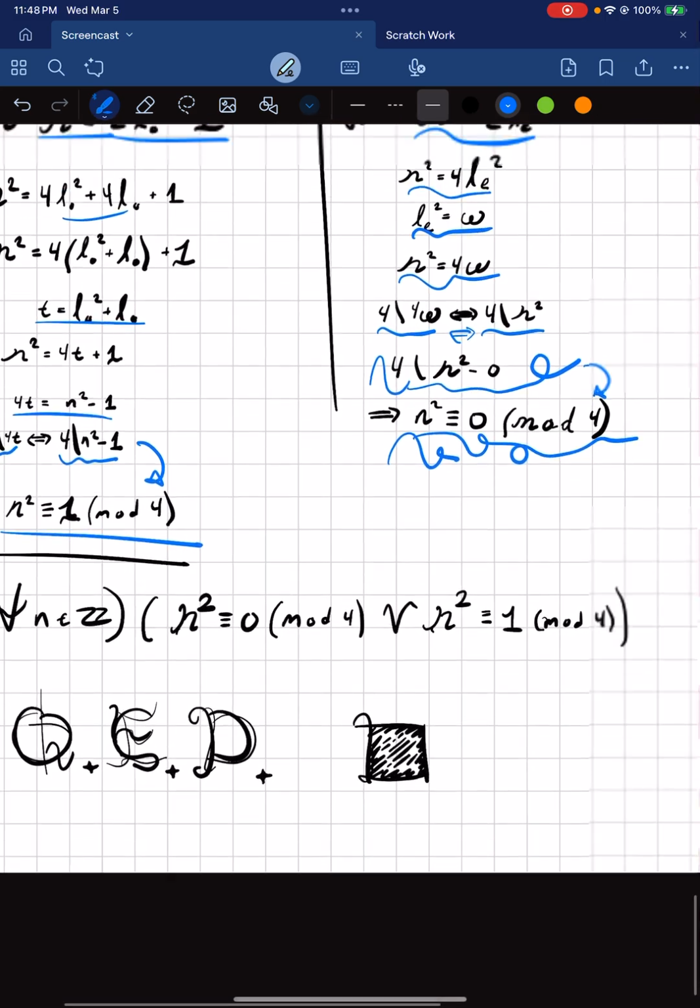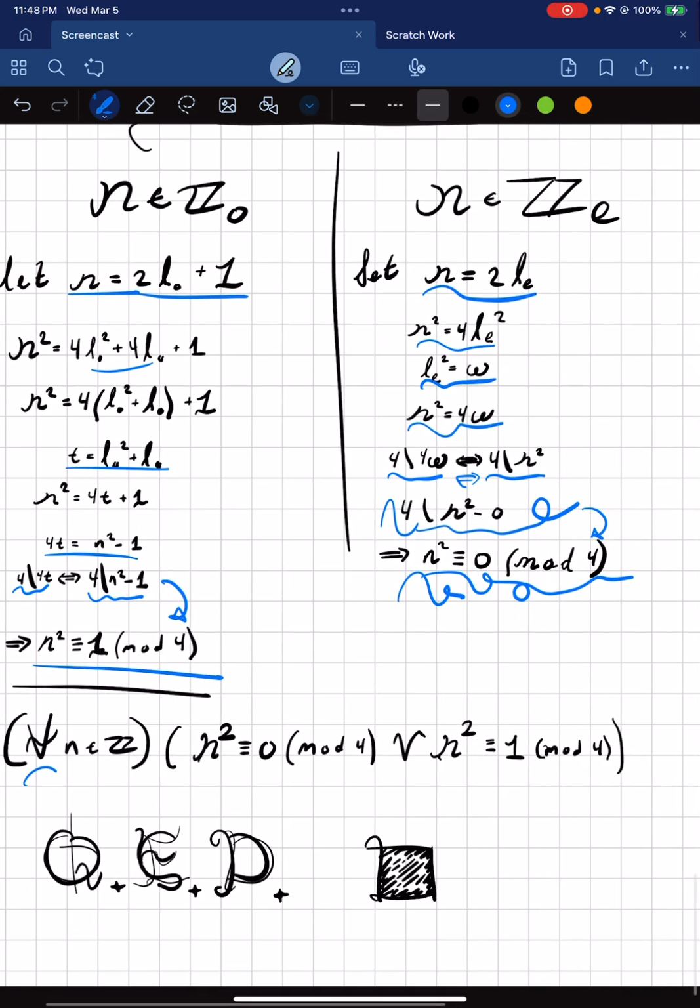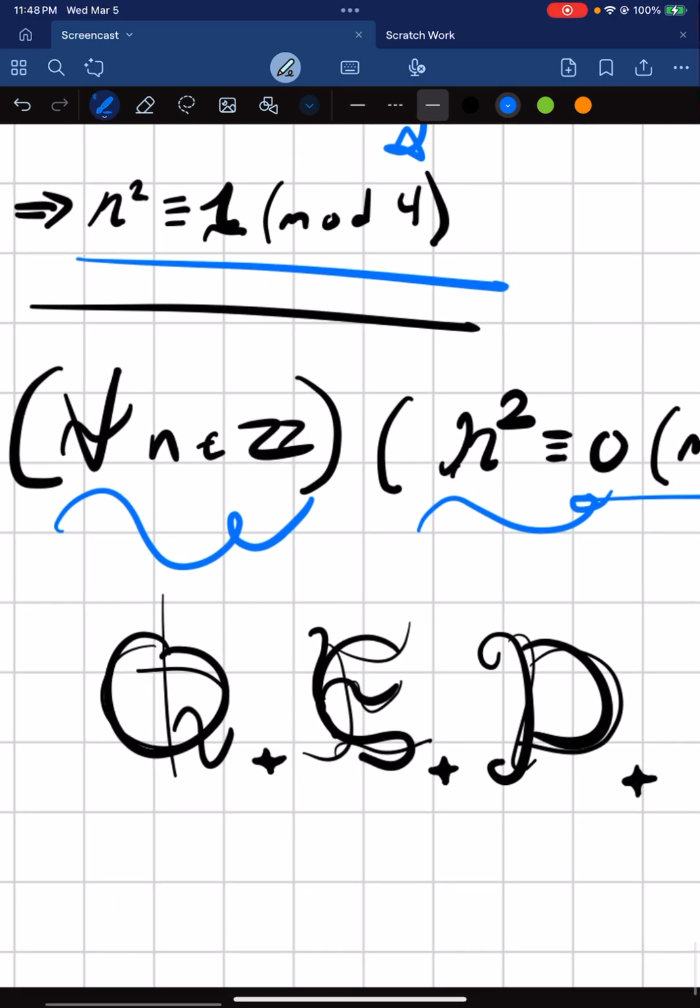Therefore, we have proven that for every n which is an integer, n squared is either congruent to 0 mod 4 or congruent to 1 mod 4. QED.